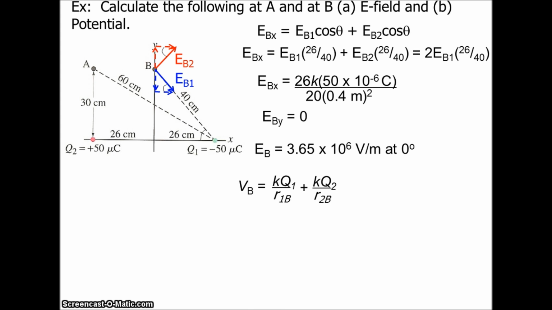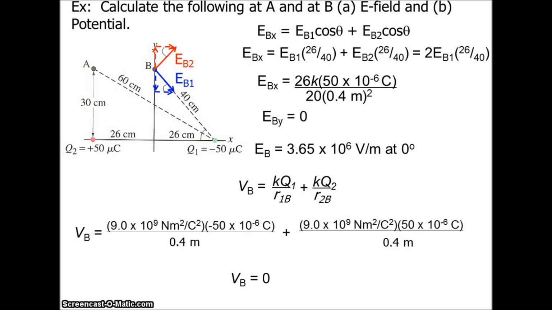Let's figure out the potential now. So this is going to be kQ1 over R1B plus kQ2 over R2B. Plug in the charges. Don't forget the polarities. And I get 0. It makes sense. They're the same distance away. One's positive, one's negative. They're going to cancel out. So the potential right there in the middle, in fact anywhere along that y-axis, is going to be 0. That's because same distance away and same magnitude but opposite polarities.